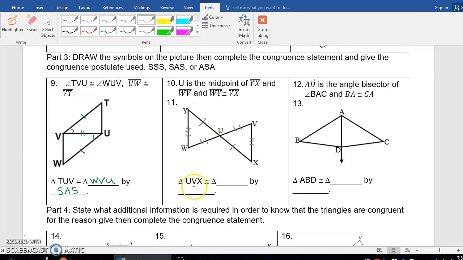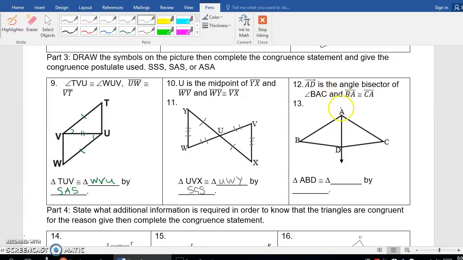So now we need to create the congruent statement. It's going to be triangle UVX is congruent to triangle UWY. Those are the corresponding parts by side, side, side.